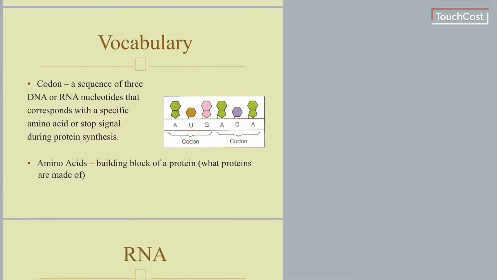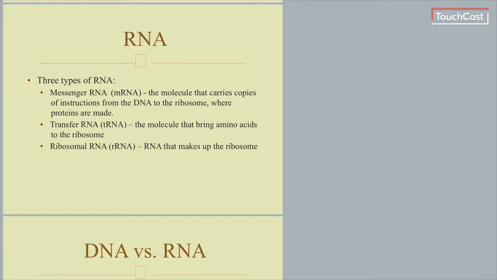Amino acids are the building blocks of proteins, and as before, it's pretty much what proteins are made of. And we also have RNA, and there are 3 different types of RNA. There is messenger RNA, or mRNA, and this is the molecule that carries copies of the instructions from the DNA to the ribosome, where proteins are made. Then we have transfer RNA, or tRNA, and this is the molecule that brings amino acids to the ribosome. And then, finally, ribosomal RNA, or rRNA. This is RNA that makes up the ribosome.